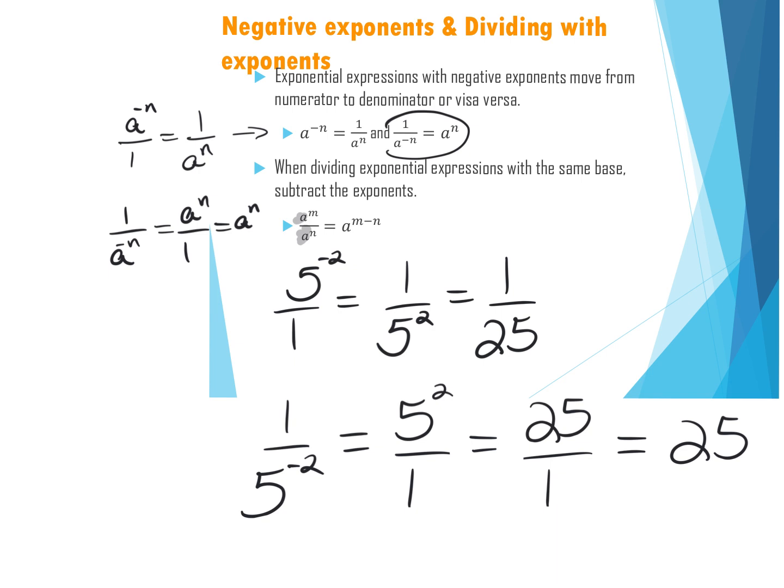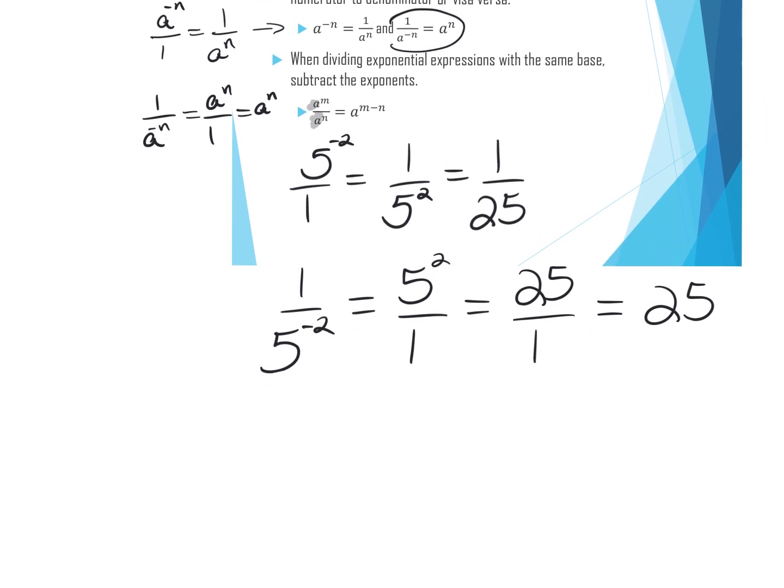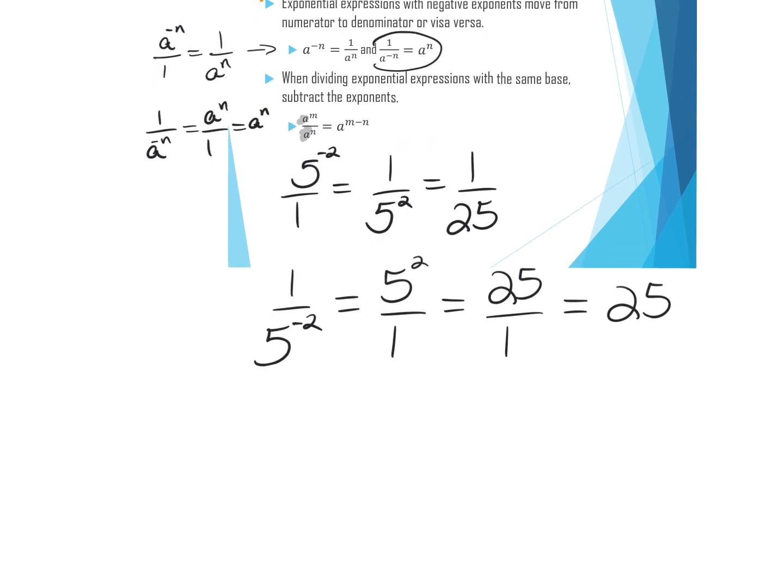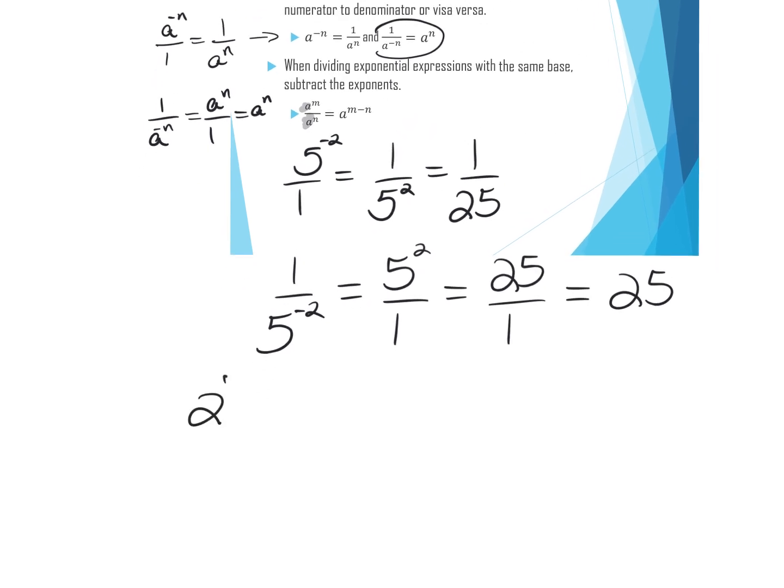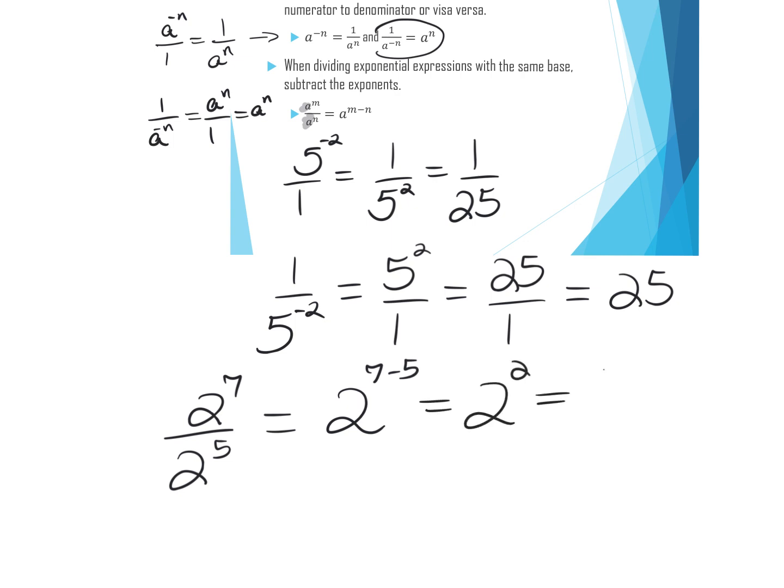Now let's try applying that division rule. So let's say we have 2 to the 7th divided by 2 to the 5th. Notice both of my bases are 2, so all I have to do is keep the 2 and then take those exponents and subtract them, becomes 2 squared, and I get 4.